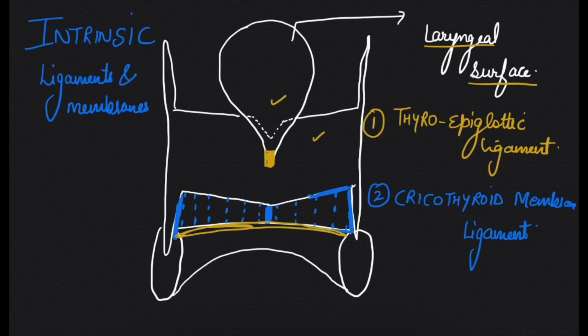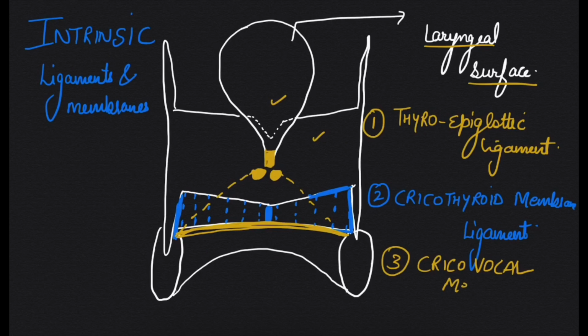Now again there is one more membrane which is attached from the cricoid and comes up till the thyroid, but it comes up in a conical manner. See, it is coming inside, forming a cone. This membrane is called the cricovocal membrane. This is the cricovocal membrane. Again, this is one of the intrinsic membranes because it is connected between the thyroid cartilage and the cricoid cartilage.